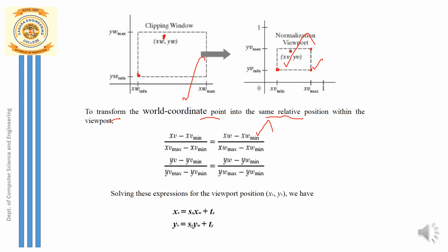It is xv max minus xv min. So it is this part, and then what is in the RHS? It is xw max minus xw min. Okay, so this is with respect to the x coordinates, to calculate the relative position. And what about the y coordinate calculation? Again in the same way, yv minus yv min divided by yv max minus yv min.